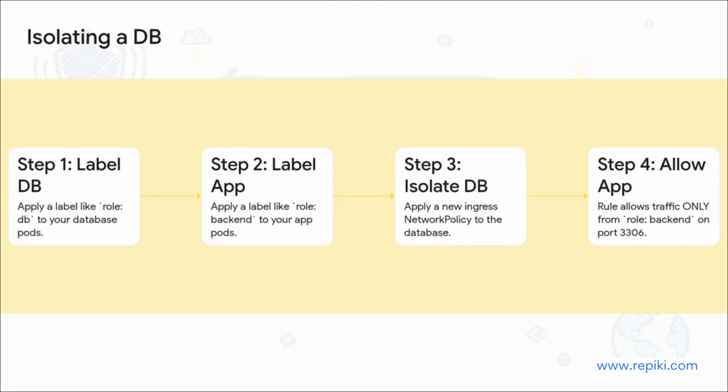Okay, let's walk through a classic example, protecting a database. First, we put a policy on our database pods. This policy has one very simple rule for incoming traffic. It allows connections on the database port, let's say 3306, but only if that connection comes from a pod that has the label role backend. That's it. Now, even if our front-end web server gets compromised, the attacker has no network path to get to the database. It's completely isolated.